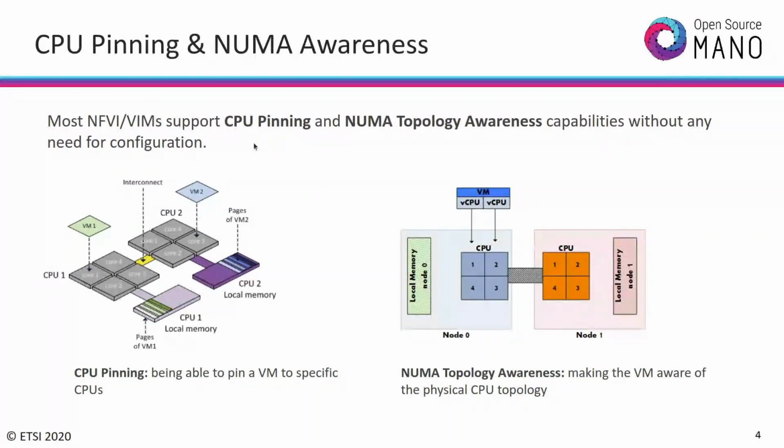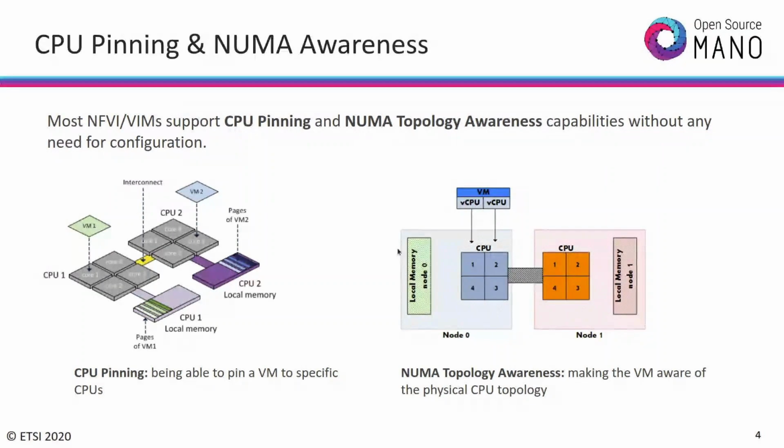With CPU pinning and non-uniform memory access topology awareness, what we do is pin a virtual machine to a specific core so that the core that is assigned is not changed over time. We can set a specific core with a number that identifies it, or we can just say, I want a dedicated core, and the VIM will manage that, the hypervisor will assign the core, and then the virtual machine won't move from that location. Okay, that's CPU pinning.